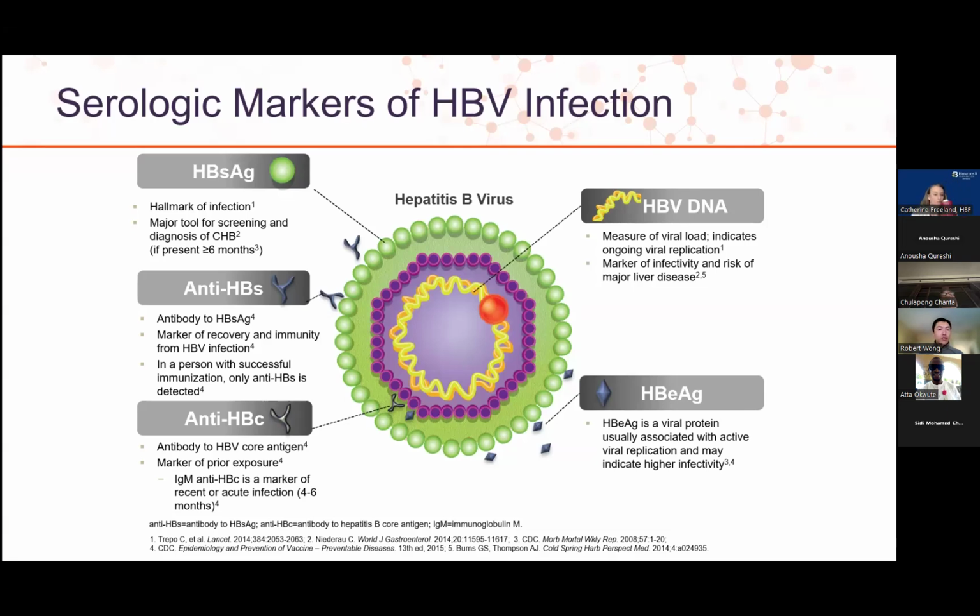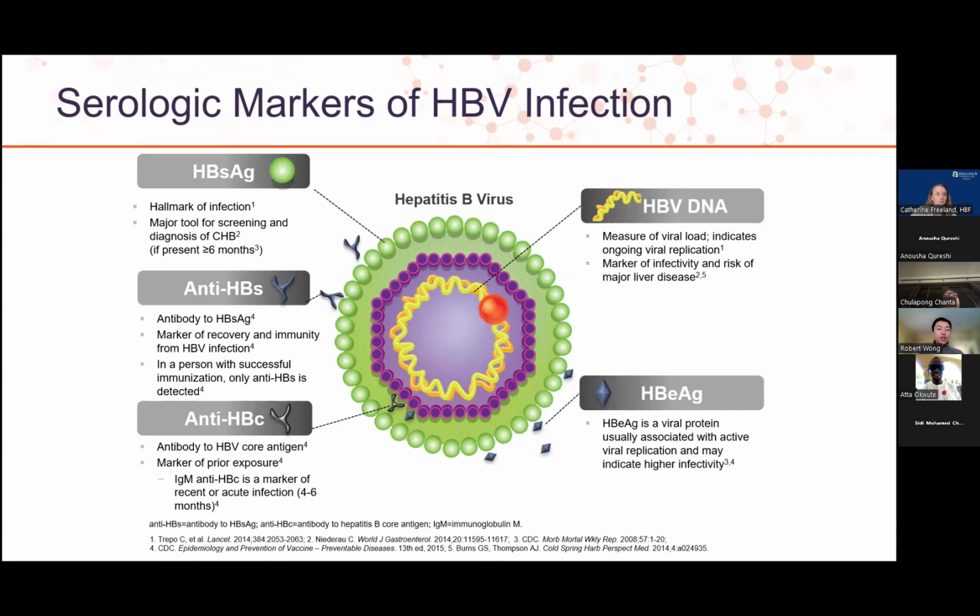Surface antigen, you can see here, is a marker of infection. So persistence of surface antigen for 6 months or more is really a definition of chronic hepatitis B. Surface antibody, or anti-HBs, is a marker of immunity. So whether it's vaccination or self-clearance, people that develop surface antibody are, in a sense, immune from hepatitis B infection. There are some caveats to that, but in a general sense, I think that's accurate.